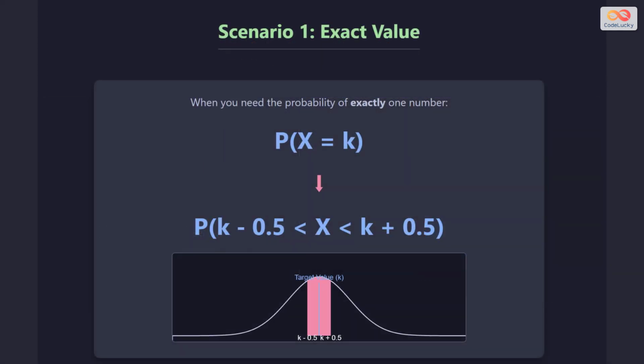Now let's look at the specific scenarios you will face in problems. First, if you are asked to find the probability that x is exactly equal to a number, let's call it k, in a continuous distribution, the probability of a single point is technically 0. So, using continuity correction, we calculate the area between k minus 0.5 and k plus 0.5. This captures the entire bar for that number.